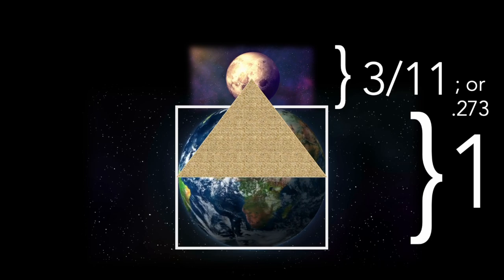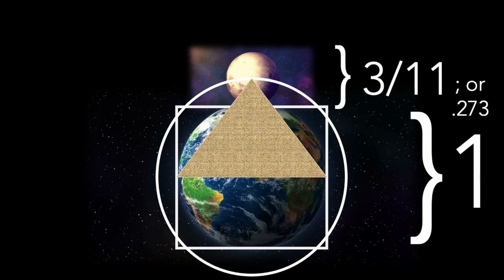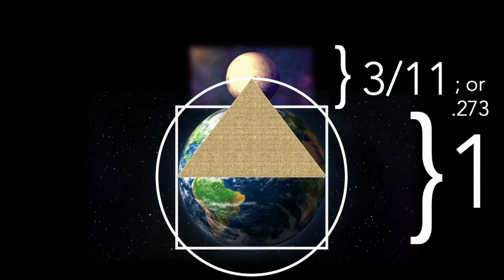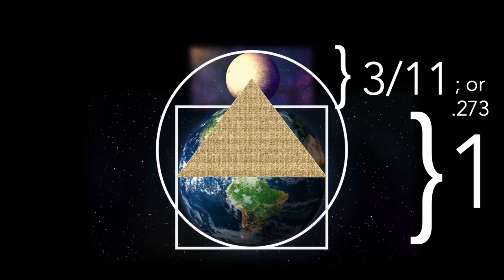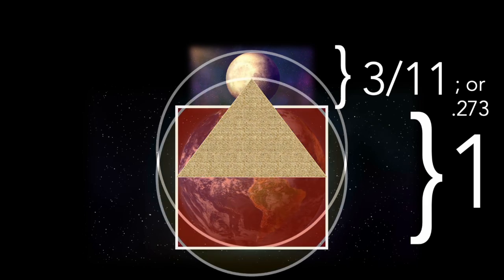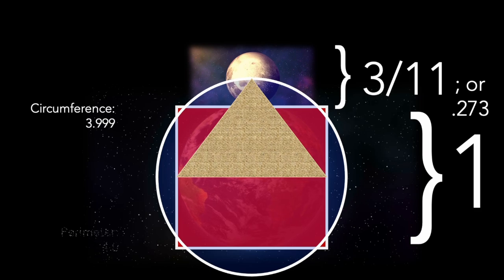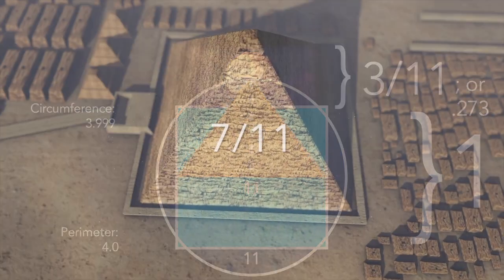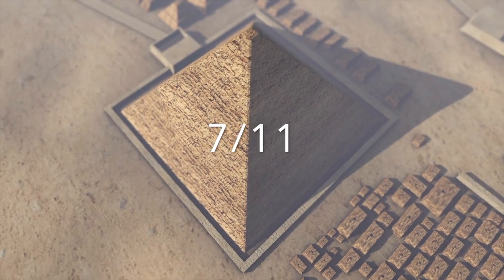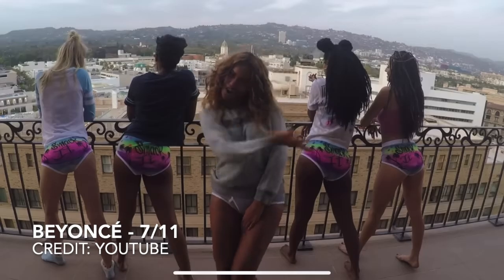Furthermore, a circle with the radius extending from the tip of the pyramid down to the Earth's drawn-to-scale limit would create another circle whose values perfectly fit the Moon-Earth size relationship of 3 to 11. And the circumference of the circle would equate to the perimeter of the square base of the Great Pyramid. And as a rule of geometry, the height is 7. And this 7-11 relationship was how the builders arrived at the pyramid's height. Possibly the meaning behind Beyoncé's song as well.